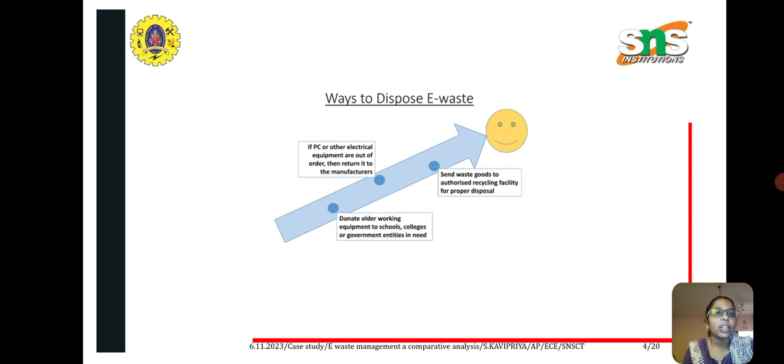And next, what are the ways to dispose of this e-waste? If a PC or any other electrical equipment is out of order, we can return it to the manufacturers. We can even send the waste goods to a properly authorized recycling facility center for proper disposal. We can donate our old working equipment to schools, colleges or government entities which are in need.